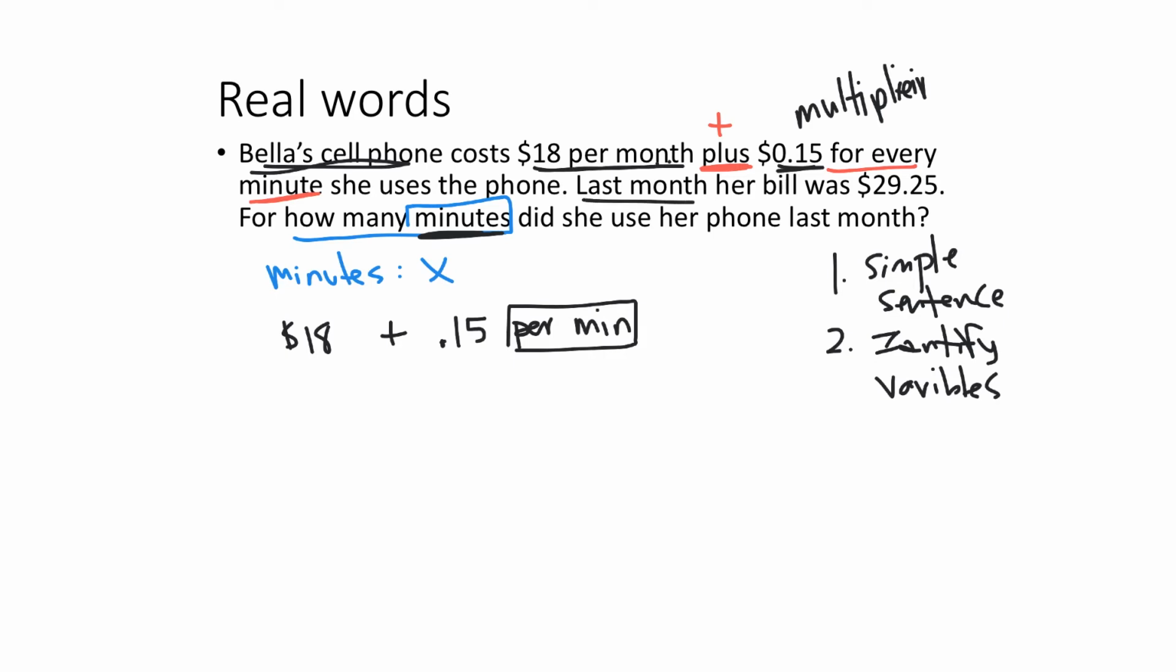Now it says last month her bill was $29.25. If you remember from English, "was" is a form of "is."